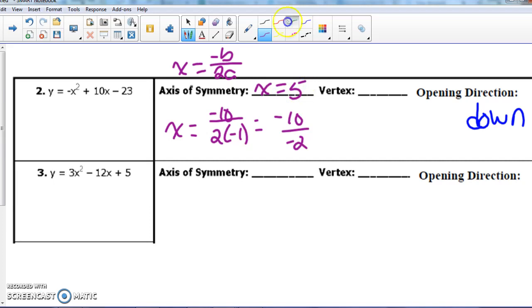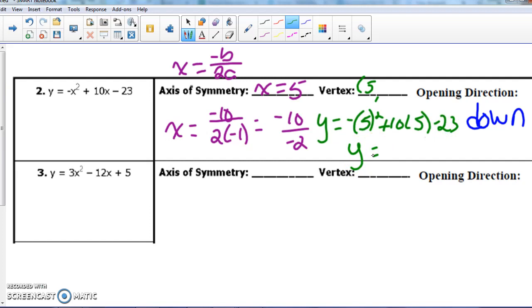Now my vertex is just an ordered pair, or it's just a coordinate. So I need an x and a y. The x value is always whatever I got for the axis of symmetry. And to find the y, I'm going to have to plug it in. So I'm going to have to say negative 5 squared plus 10 times 5 minus 23.